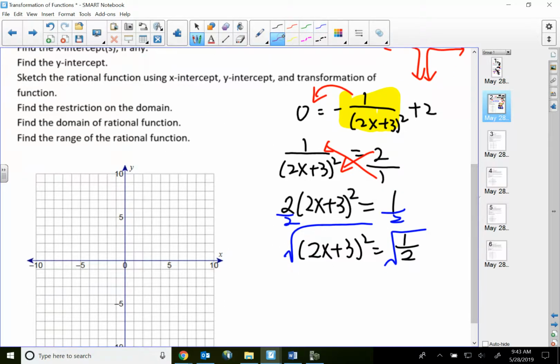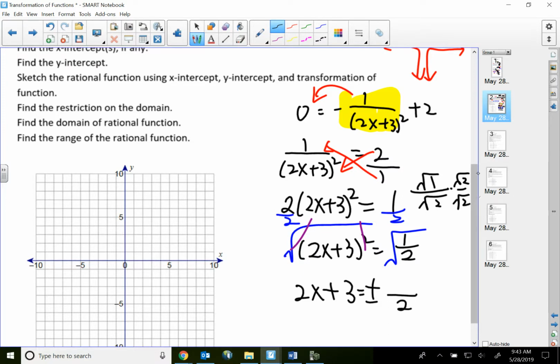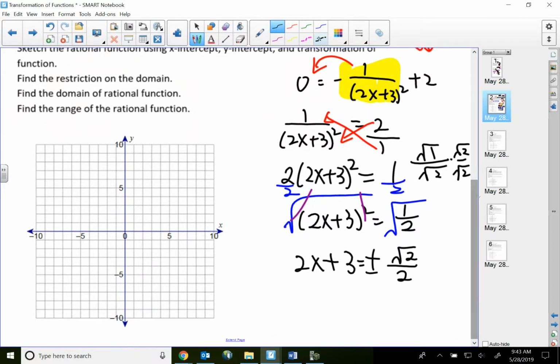My answer is going to be 2x plus 3 equal to plus or minus, positive and negative, square root of 1/2, which is square root of 1 over square root of 2. To rationalize the denominator, I need to multiply by another square root of 2 over 2. So my denominator ended up to be 2. My numerator is just the square root of 2. Move my positive 3 over.